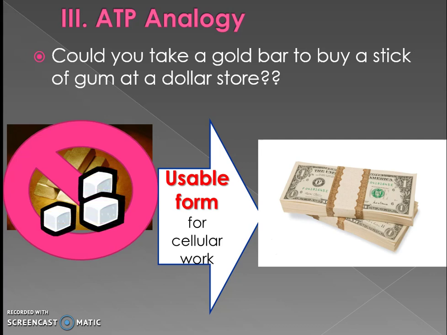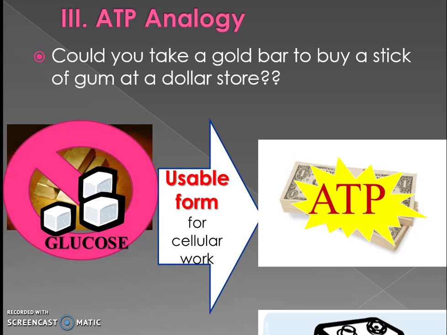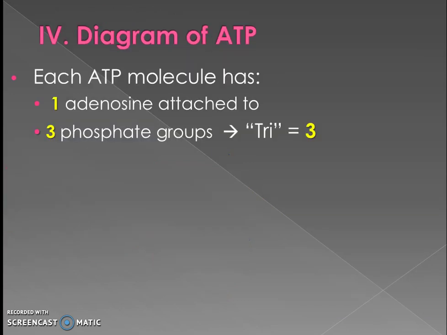Well, that's kind of like how we have food energy in sugar molecules like glucose. All right, we get glucose out of our food, and unfortunately, just like the gold bar, it's not very usable. So we convert that sugar energy into a usable form, ATP. And ATP, again, is like a battery, and we use it all the time. Let's learn how it works.